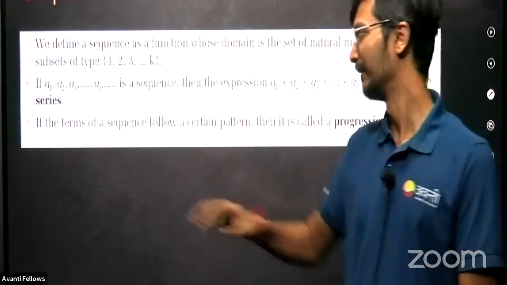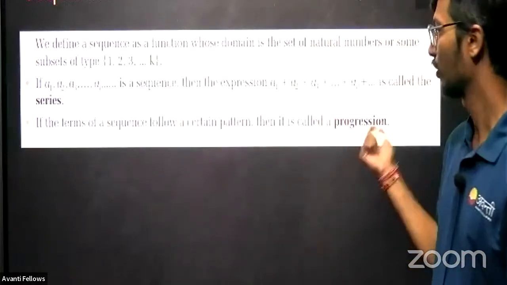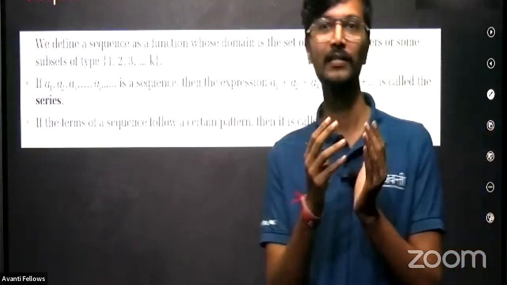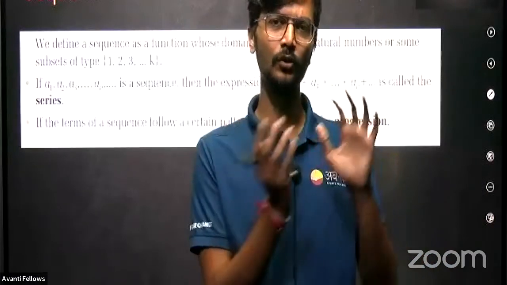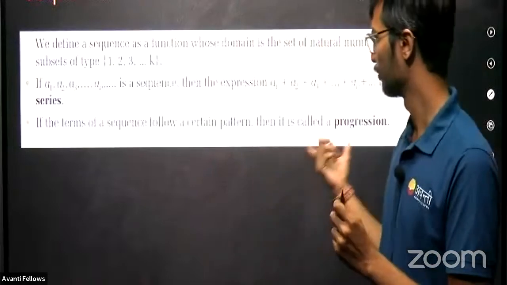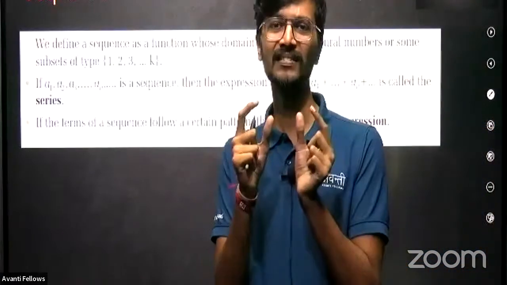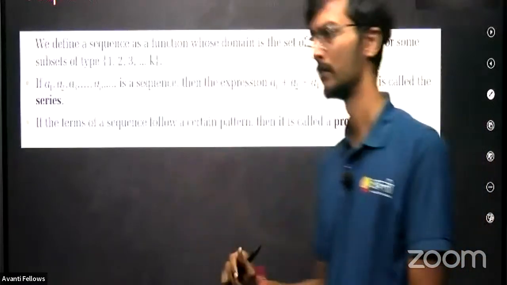And lastly, if the terms of a sequence follow a certain pattern, then they are called a progression. As you all know, we have arithmetic progression, geometric progression, and harmonic progression. We also have some more, but let us not go into that. Here, just know the meaning of progression. If the sequence of numbers has a specific pattern, then it is called a progression. So let's move on to the next.